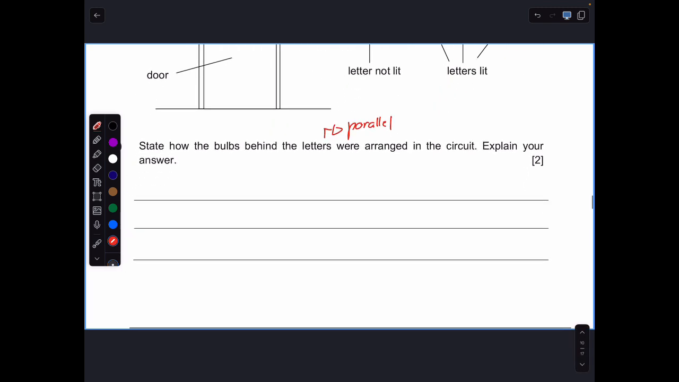Explain your answers. For this one, you need to memorize. This is a common exam question. Make sure you memorize word for word. You all cannot do this question. You know the answer, but you don't know how to phrase it. So if that is the case, then please just memorize. It is what it is.